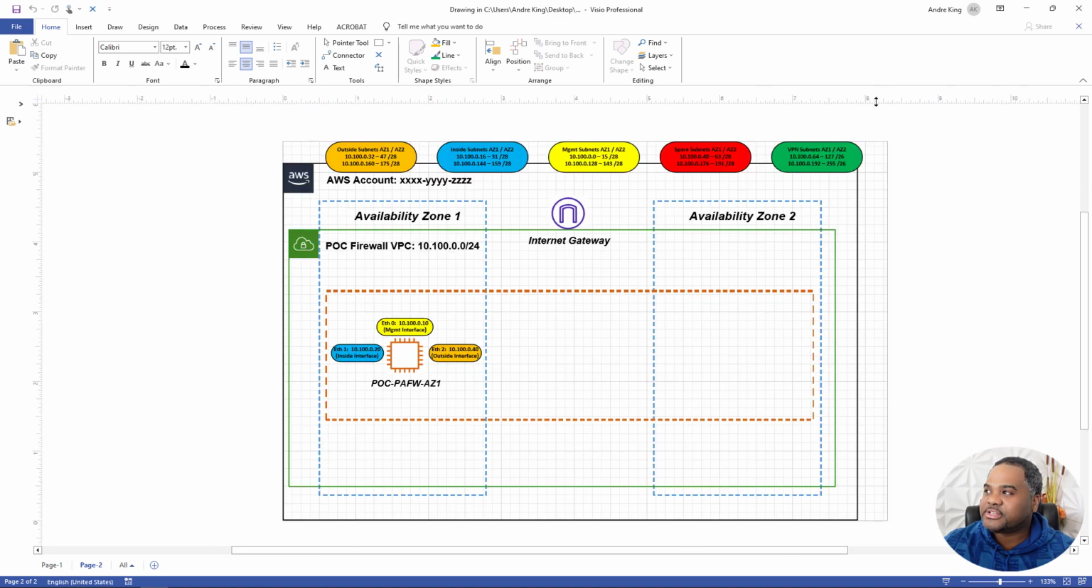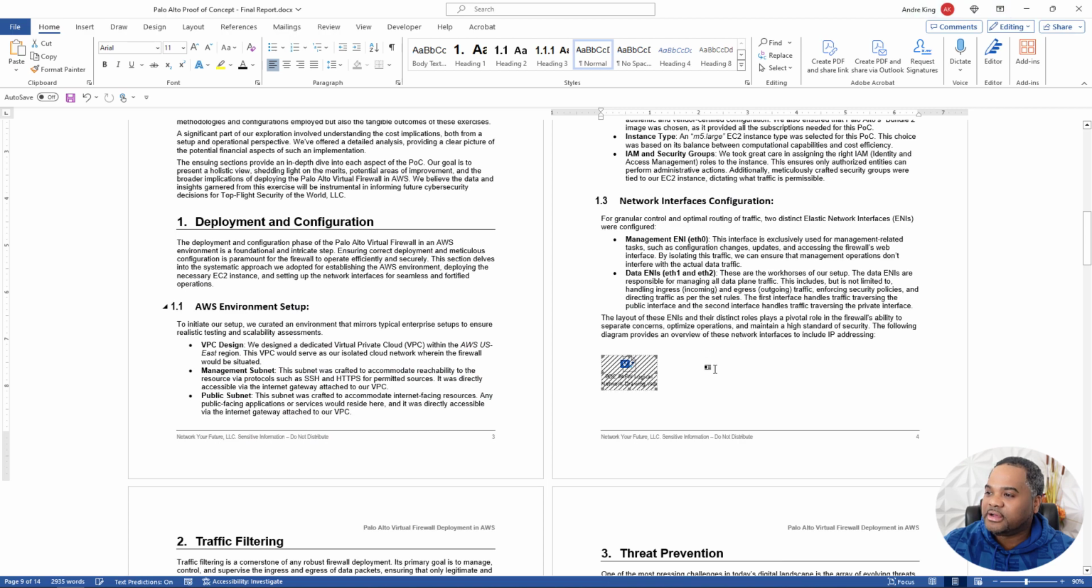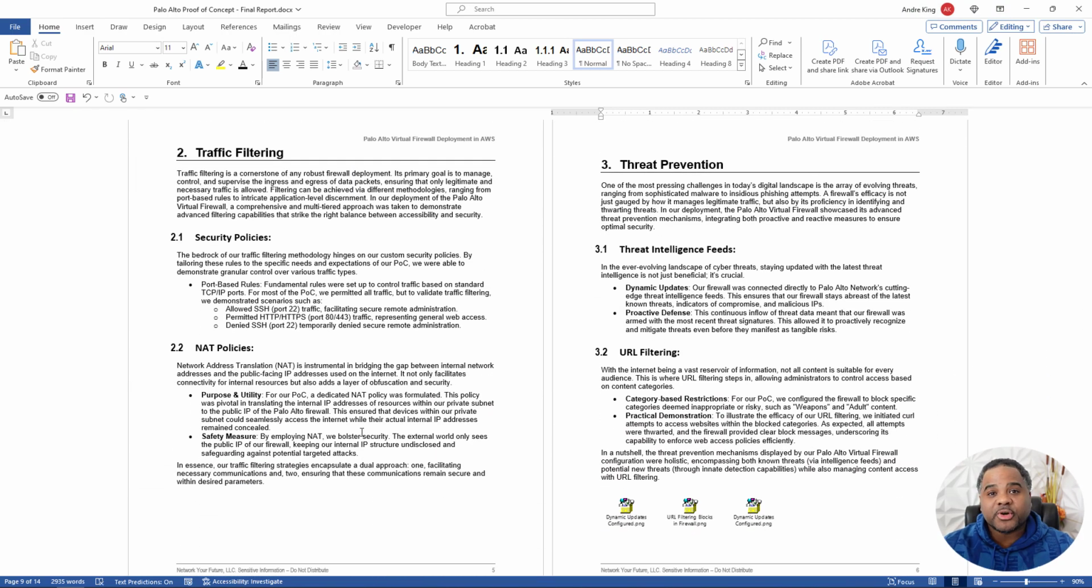So this could be used as a point of reference for anyone there. All right. So for traffic filtering, this one will keep it short and simple. For the entire proof of concept, for the most part, we had our security policy open wide to the world. We tailored that defense in depth.